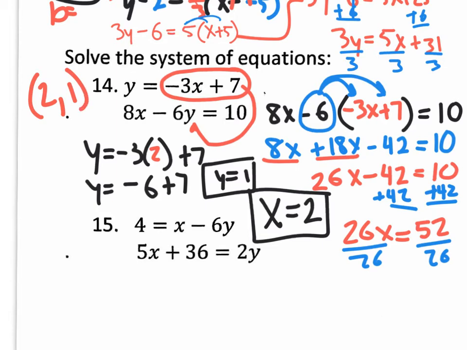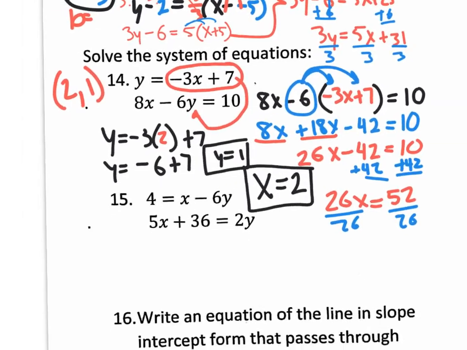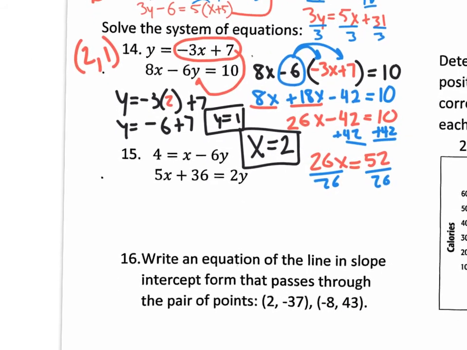If you wanted to double check it, simply take your x value of 2, plug it in, take your y value of 1, plug it in, see if it gives you a true statement, which it will. It really does give you 10. So that's the way to do that one with substitution.